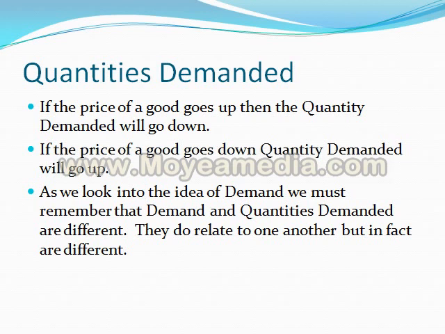So, now, quantities demanded. If the price of a good goes up, then the quantity demanded will go down. If the price of a good goes down, quantity demanded will go up. Notice I'm saying quantity demanded. There is a difference between quantity demanded and demand. As we look into the idea of demand, we must remember that demand and quantities demanded are different. They do relate to one another, but in fact are different. So remember, if we're talking about the direct relationship between price and a good, it's quantity demanded.